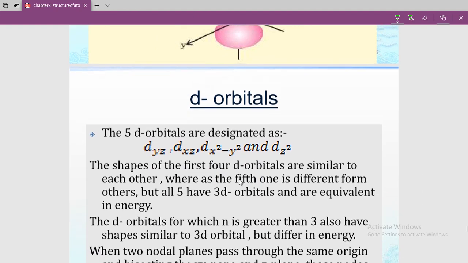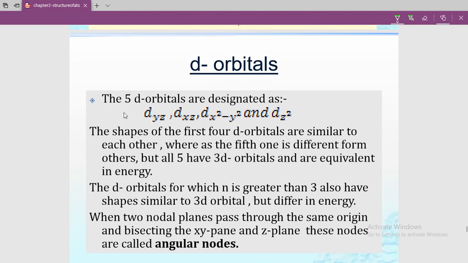Now you see here the d orbital. The d subshell has 5 orbitals: dxy, dxz, dyz, dx square minus y square, and dz square. The shape of the first 4 orbitals is similar to each other. There are 5 orbitals.